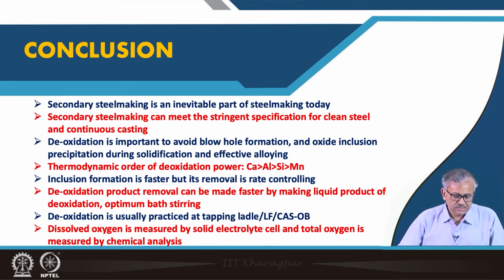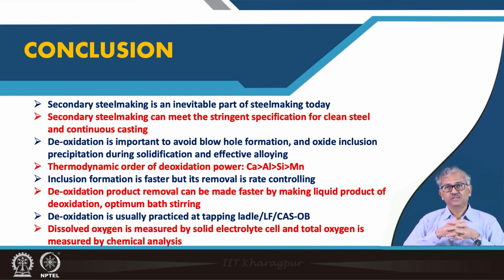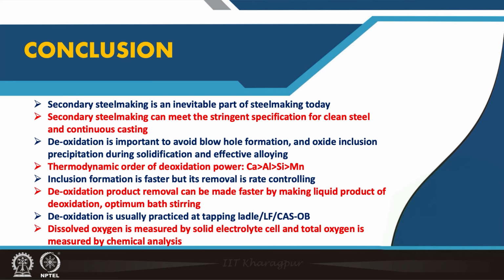Another thing is the dissolved oxygen. As we said, in the plant you will find that the dissolved oxygen is measured by a particular probe called the Celox probe, which is basically a concentration cell, and it uses a solid electrolyte that allows only oxygen to pass through the electrolyte. So you can measure the dissolved oxygen using this probe. Otherwise, you measure the total oxygen by chemical analysis, right?